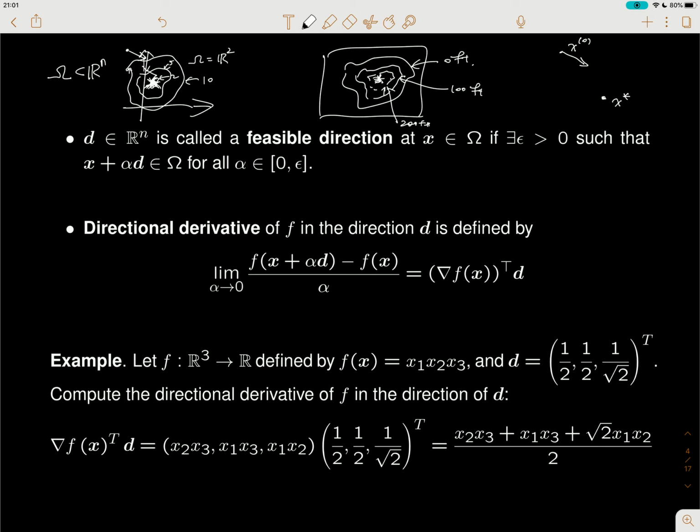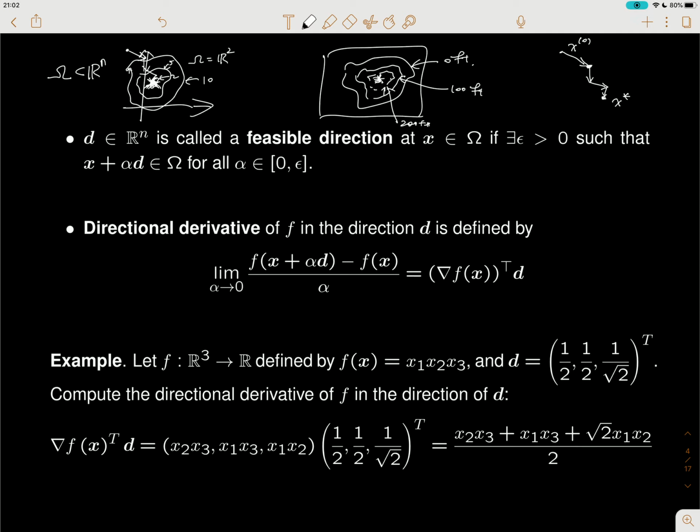You just go that direction, and then once you reach the new point, you're going to find the next direction you're going to go. So maybe this direction, and then this direction. Eventually, you go to the minimizer. So the direction is very important. So to determine the direction, we first want this direction to be feasible.